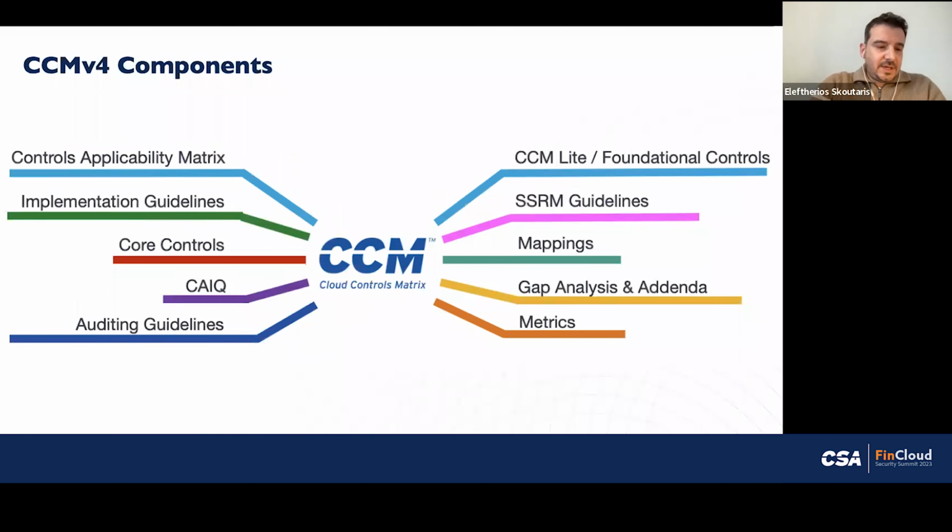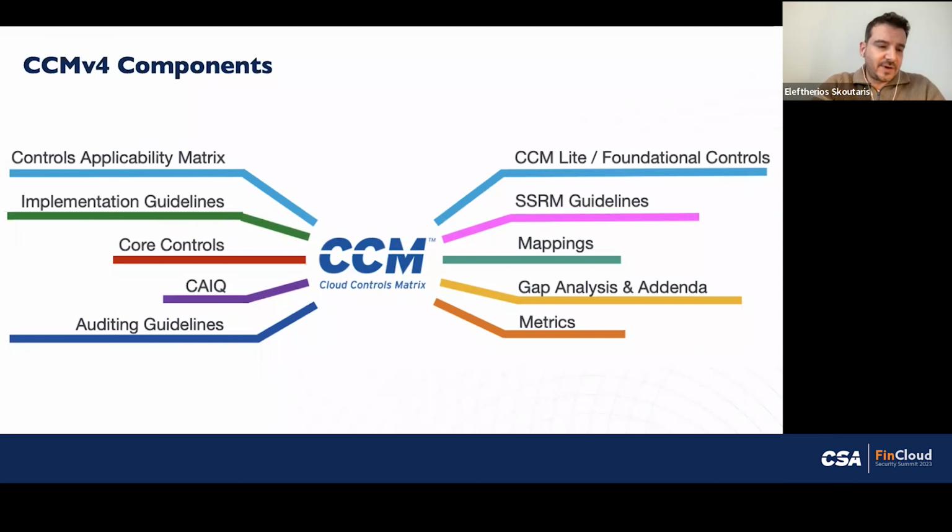All right, so the control specifications of the CCM are complemented, as you can see, with several other components, which all together form the CCM framework. These components are useful for cloud organizations to consider for both their implementation and compliance programs.